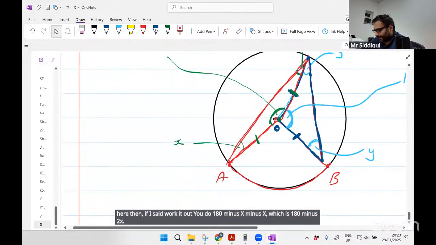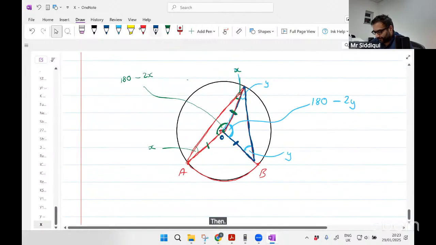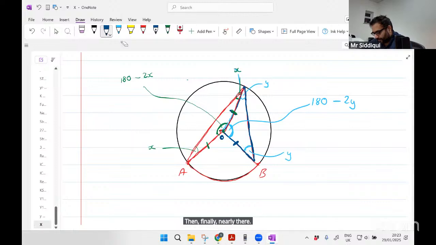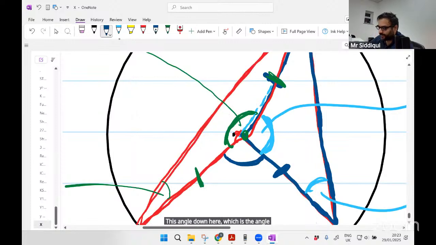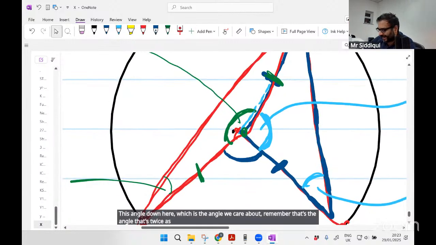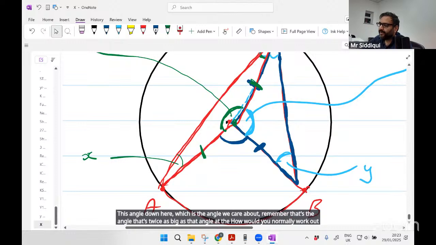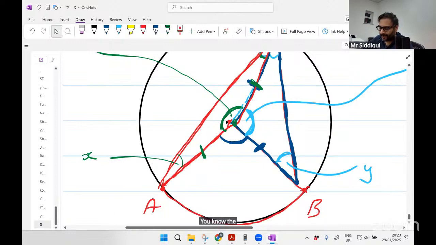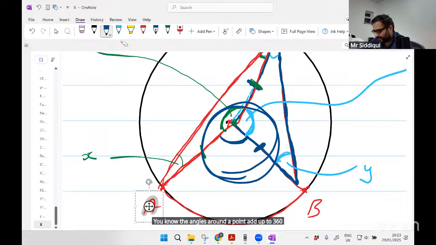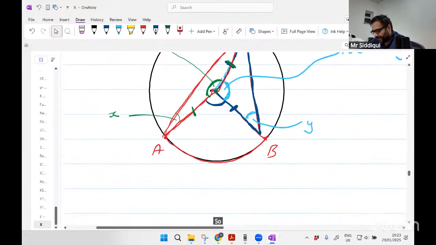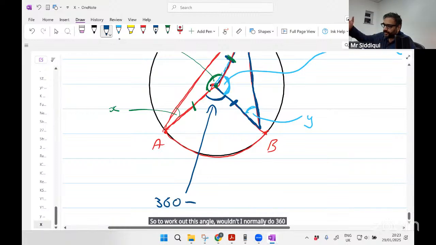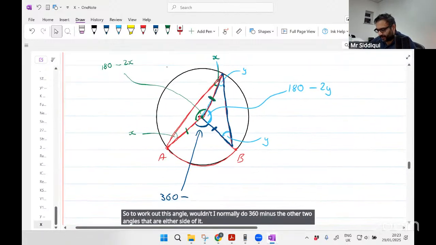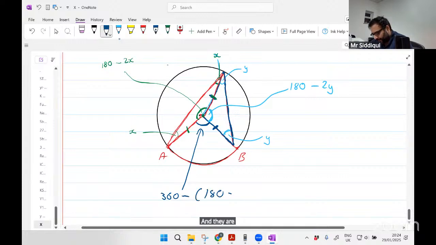Right. Then, finally, nearly there. This angle down here is the angle we care about, remember, the angle that's twice as big as that angle at the top. How would you normally work out what that angle is? Well, you know that angles around a point add up to 360 degrees. So to work out this angle, wouldn't I normally do 360 minus the other two angles either side of it? And they are 180 minus 2x, you've got to use brackets here, and 180 minus 2y.